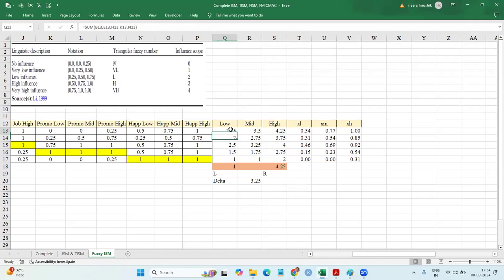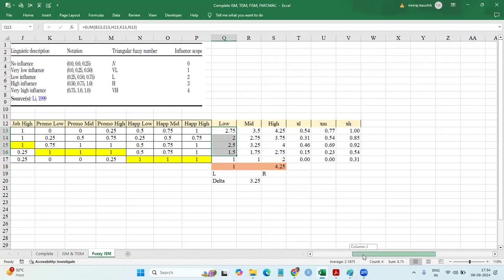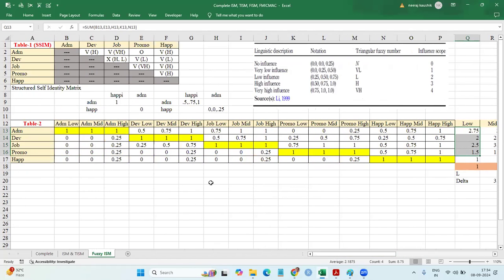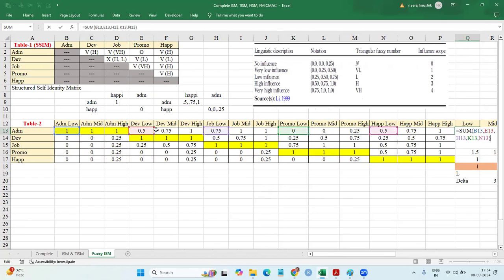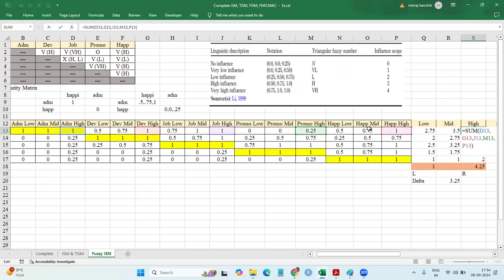What is L? L means find out the minimum among the low values. Now check this one out. We are reading this particular table row-wise. Don't worry, this is the admission low. This is the development low. This is the job low. Don't worry about that. I am simply saying, find the sum of all the low values read for the admission. It is 1.5 here, 0.75 here, 0 here, and 0.25 here. Add all of them. Just check what the sum is. The sum is all the low values added here, and likewise for all. What is the high? All the high values are added. What is this value? All these values are added.